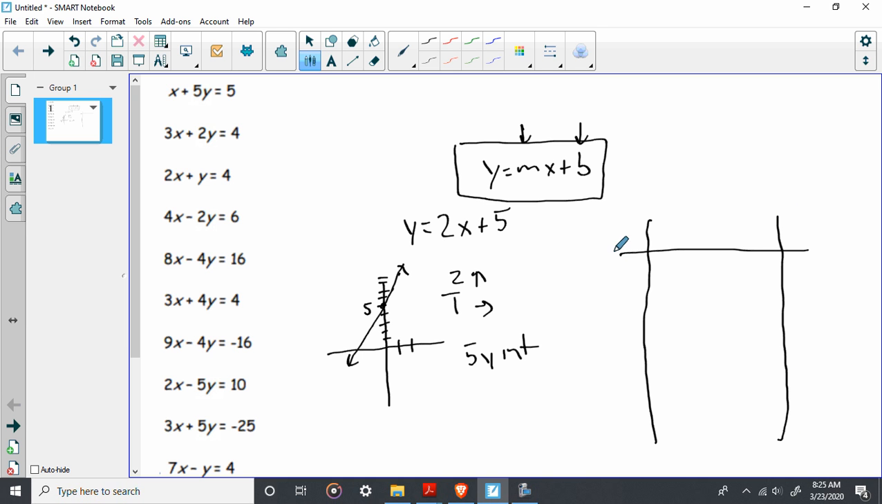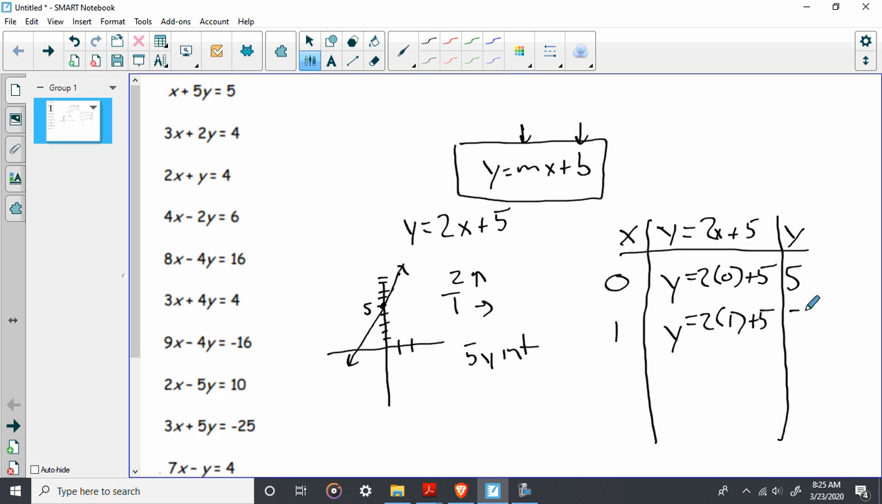Where we say, if x equals this, then y equals this. So we could have y is equal to 2x plus 5, and we could just pick out a few numbers, these same three numbers. If I plug in 0, y is equal to 2 times 0 plus 5. Well, 2 times 0 is 0, and 0 plus 5 is 5. If I plug in 1, y is equal to 2 times 1 plus 5. Well, 2 times 1 is 2, plus 5 makes 7. And for 2, y is equal to 2 times 2 plus 5. 2 times 2 is 4, plus 5 is 9.